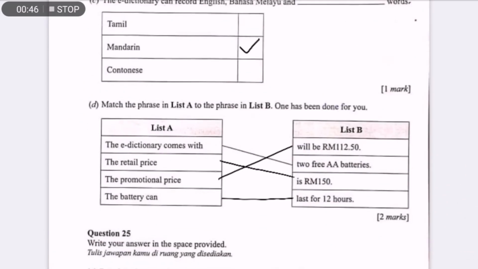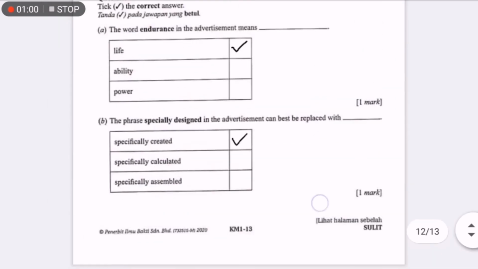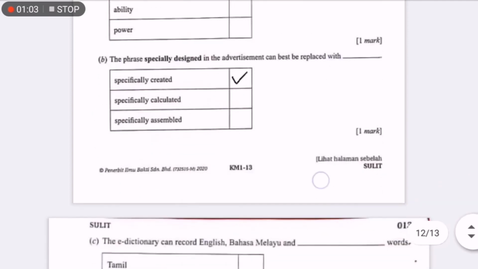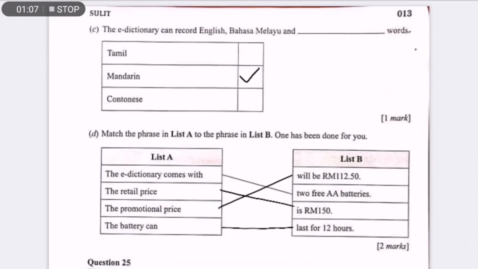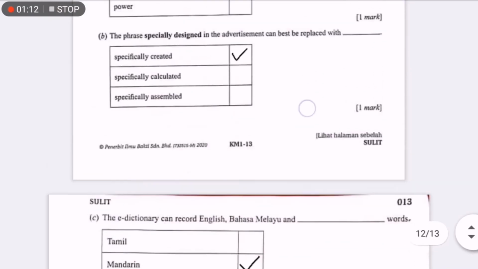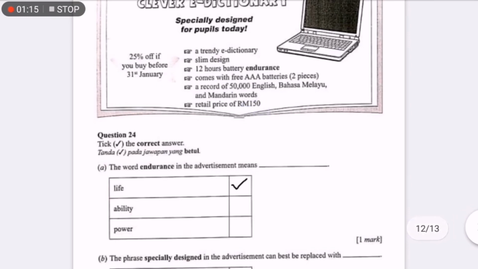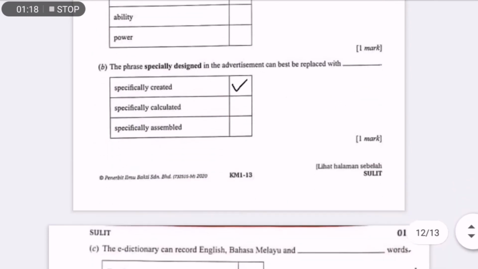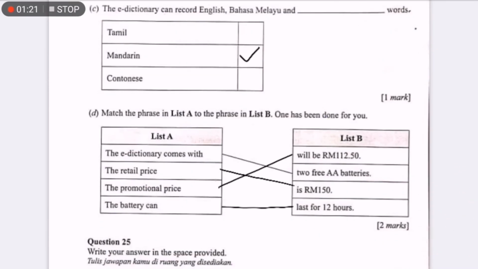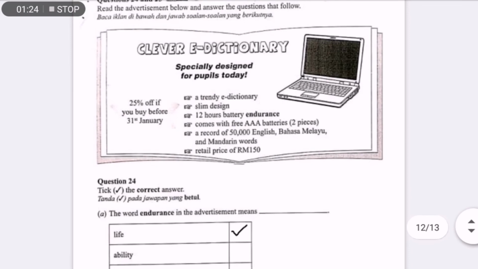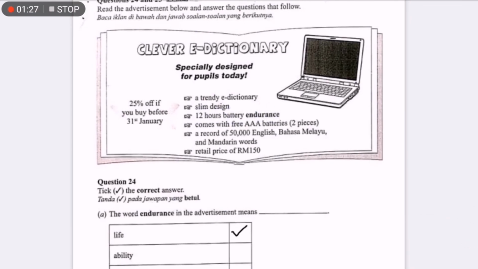Match the phrase in list A to the phrase in list B. One has been done for you. The first one has been done. So let's take a look at the second one. The retail price is 150. The promotional price will be 112 ringgit 50 cents. How can we get the answer? We take 150 minus 25% off. You will get the answer. The last one, the battery can last for 12 hours. It's correct because it's written over here. Alright, 12 hours battery endurance.